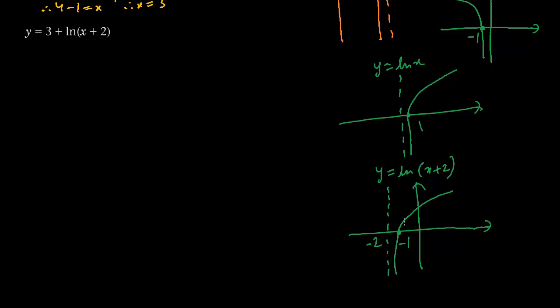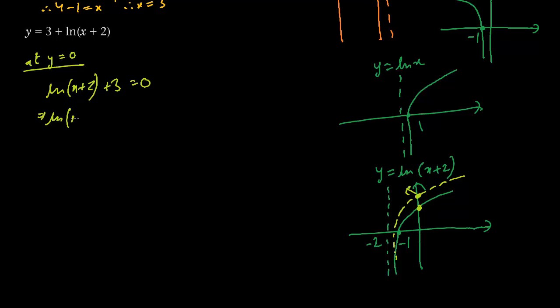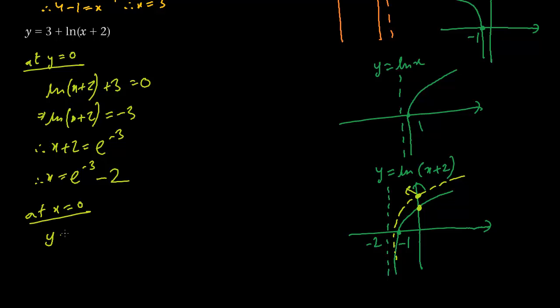But now we are having another transformation. It is plus 3. That means the entire picture is moving upwards. If the entire picture moves upwards, it's going to cut both the x-axis and the y-axis at new points. After we know the shape, we have to figure out exactly where it cuts. At y equals 0, ln of x plus 2, plus 3 equals 0. So ln of x plus 2 equals minus 3. Therefore, x plus 2 equals e to the power minus 3, so x equals e to the power minus 3, minus 2. And at x equals 0, y equals 3 plus ln 2.